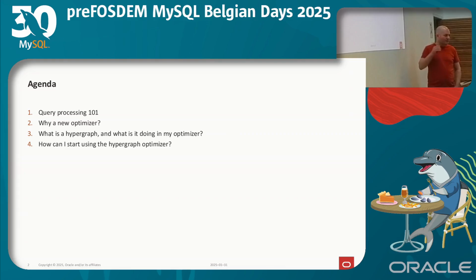But I'm going to talk about why we have been building a new optimizer in MySQL. I'm going to talk about what a hypergraph is in a hypergraph optimizer and describe how the optimizer works. And at the end, so that you will sit through the whole thing, I will tell you how to start using it. But first, we're going to do a very quick query processing 101. This is usually a 1.5 hour lecture at the university where I teach as well.